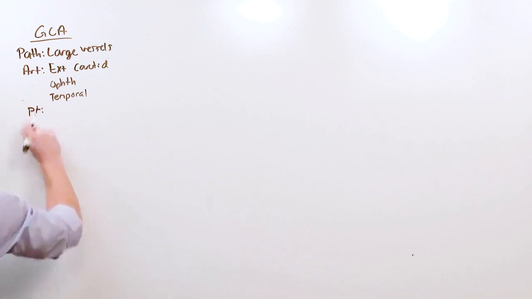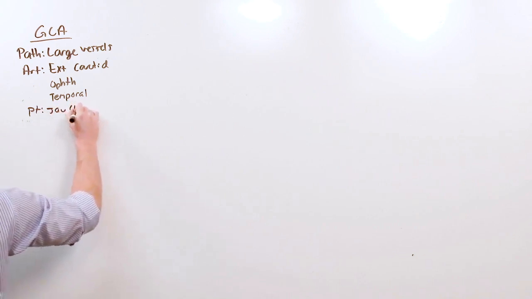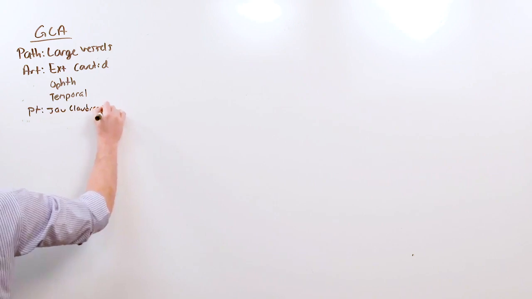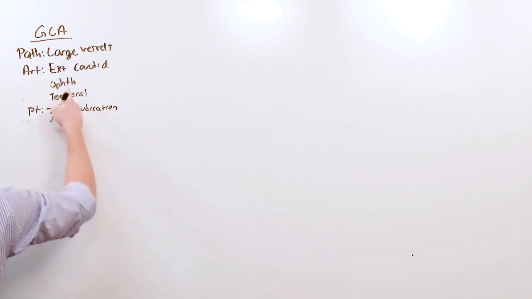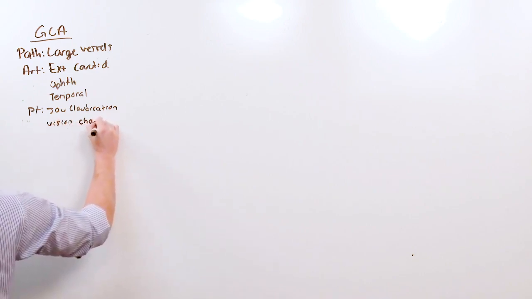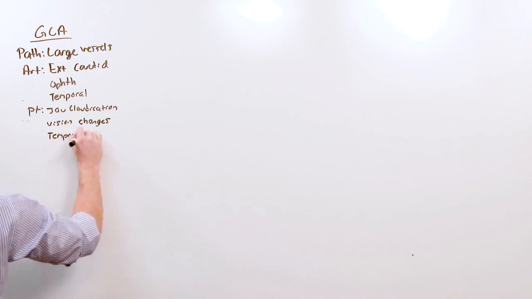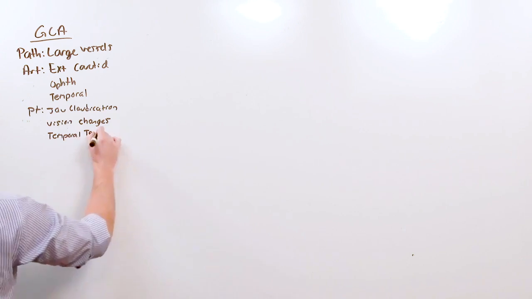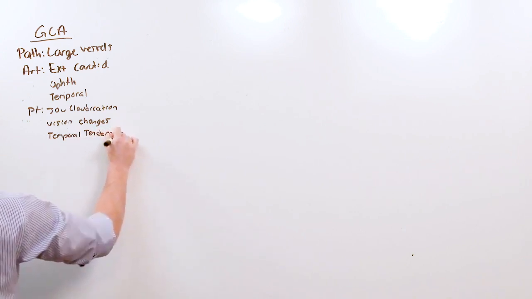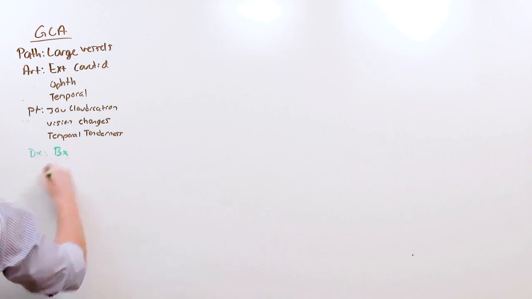So going along with those arteries, the patient is going to present with jaw claudication, amaurosis fugax, that is vision changes suggestive of retinal artery occlusion, and with temporal tenderness. That is, the temporal artery hurts, they have a headache, and their temple is tender. To make the diagnosis, you get a biopsy. And you're going to see granulomas.